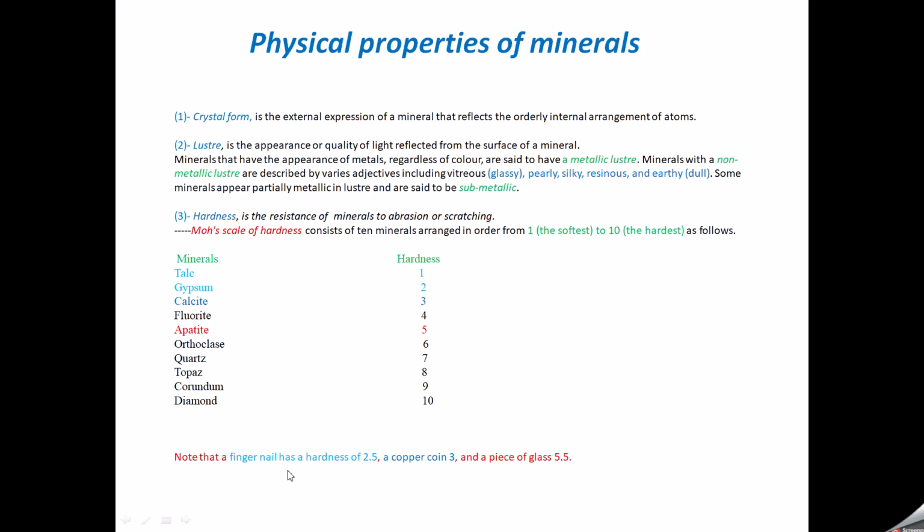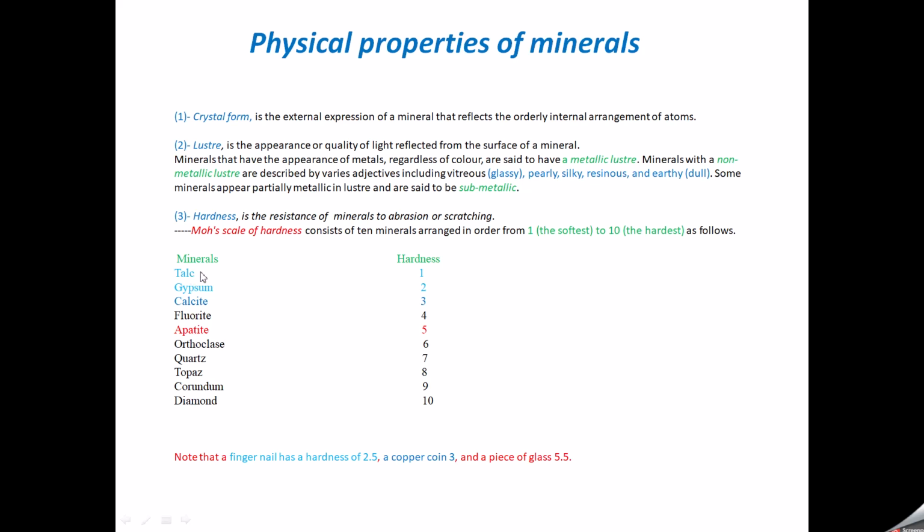And here you have to note that the hardness of your fingernail is 2.5. So your fingernail can scratch talc and gypsum, but cannot scratch calcite. Calcite will scratch your fingernail. Copper coin, hardness scale is 3. So a copper coin can scratch calcite, gypsum, talc. And a piece of glass, the hardness scale is 5.5. So the glass can scratch apatite, fluorite, calcite, gypsum, talc, but cannot scratch orthoclase, quartz, topaz, corundum, diamond.